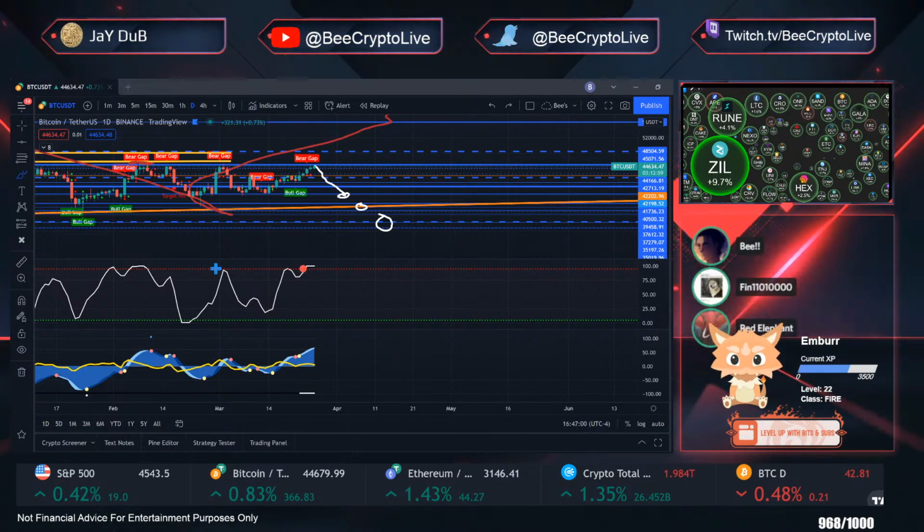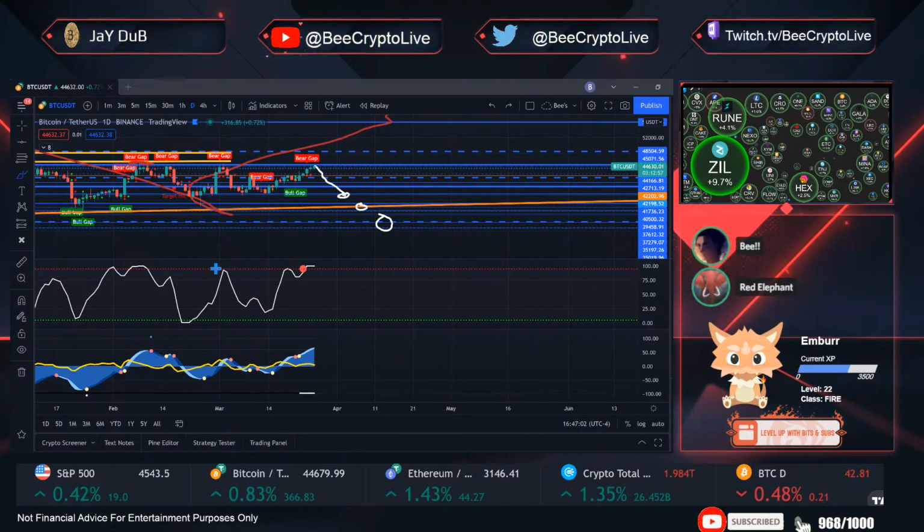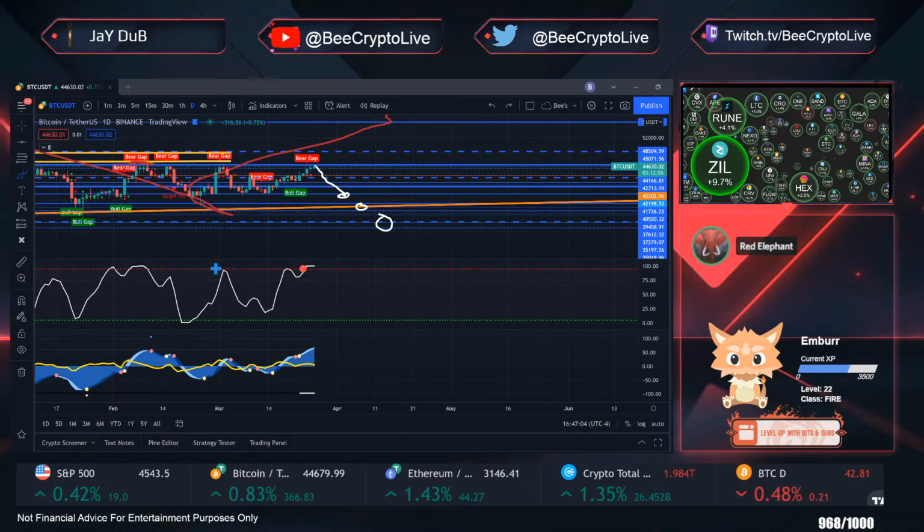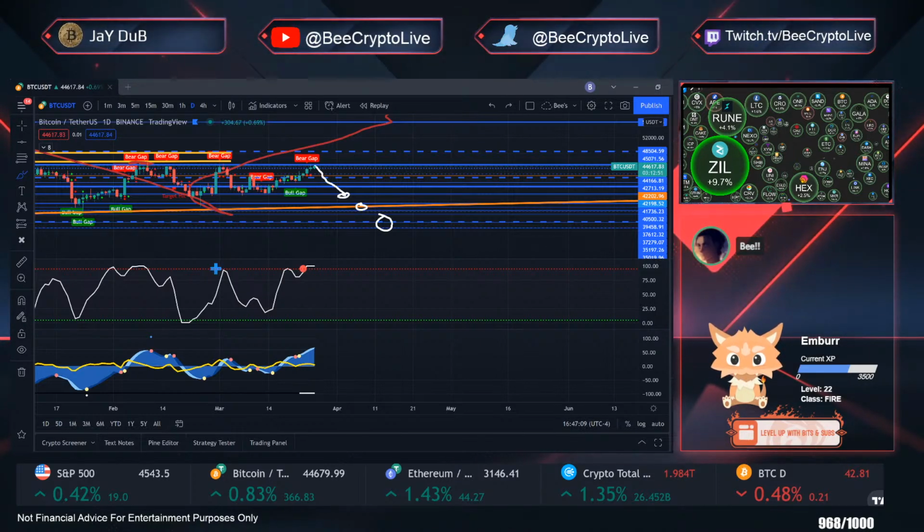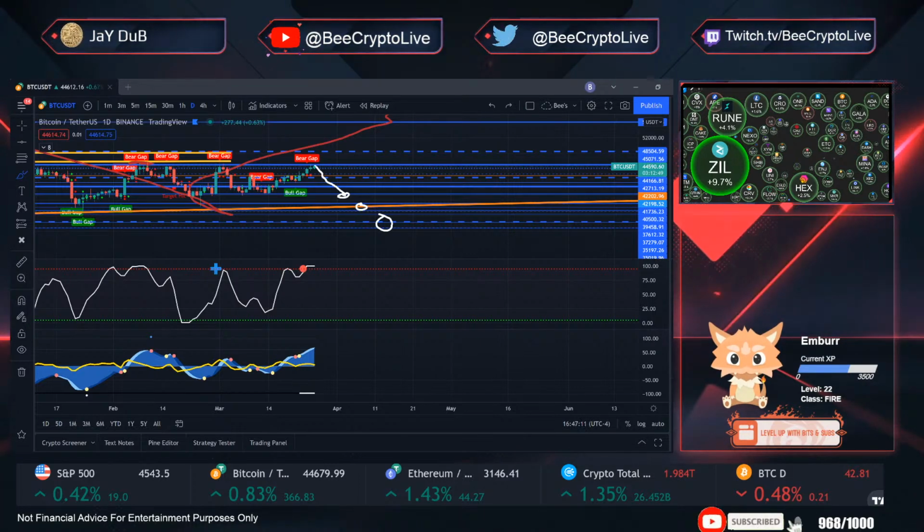Can you use bots in TradingView? What do you mean? How so? I don't know anything about bots. So you can use your TradingView indicators, yes, for the bot.